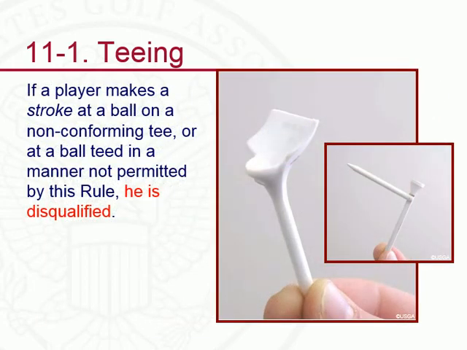If a player makes a stroke at a ball on a non-conforming tee, or at a ball teed in a manner not permitted by this rule, he is disqualified. So you can see on the right, a player has taken a tee and put another tee on it, and that's not a conforming tee. And also you have one of those non-slice or non-draw tees. Those are also non-conforming, and therefore you would be disqualified if you played a stroke at a ball from one of those tees.